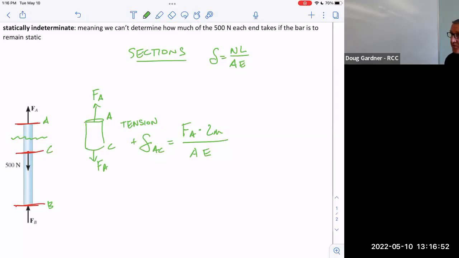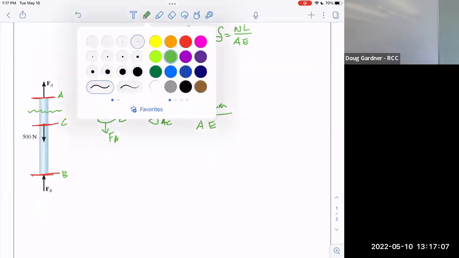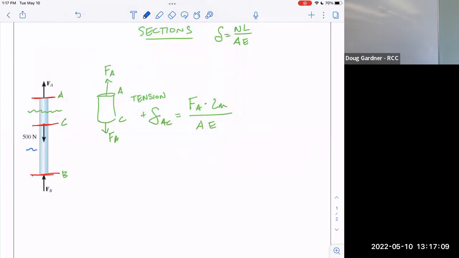But would you agree that's how much longer it's going to get? The problem is that doesn't help because I don't know what force A is, right? This doesn't really help. This doesn't do anything. That's great. You wrote that down, but good job. No help whatsoever. Well, now let's jump down here to this second cut, where we're going from C to B.